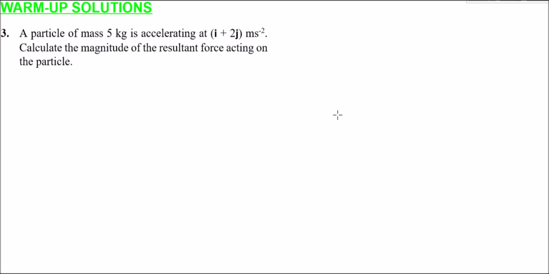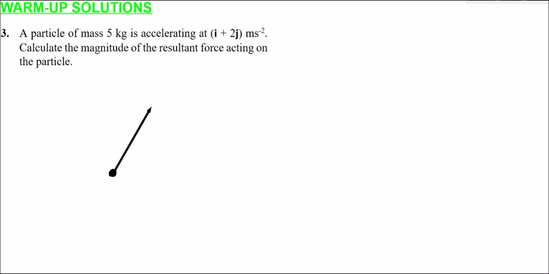So here we have a mass, 5 kilograms. It's accelerating at i plus 2j meters per second squared. And we need to calculate the magnitude of the resultant force acting on the particle. So here what I'm going to do is just draw in this particle. There's a particle. It's accelerating at i plus 2j meters per second squared. So the acceleration, i means to the right, j means going up. So i plus 2j means 1 to the right, 2 up. So it's accelerating in this sort of direction.